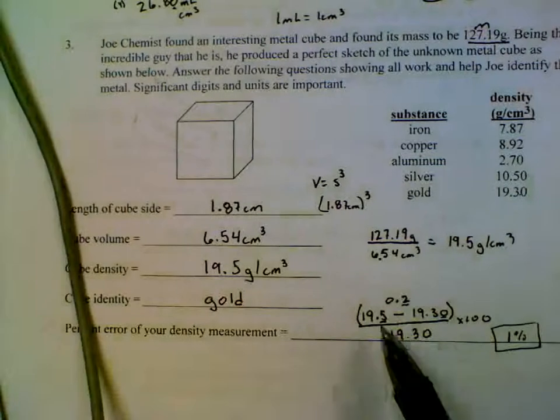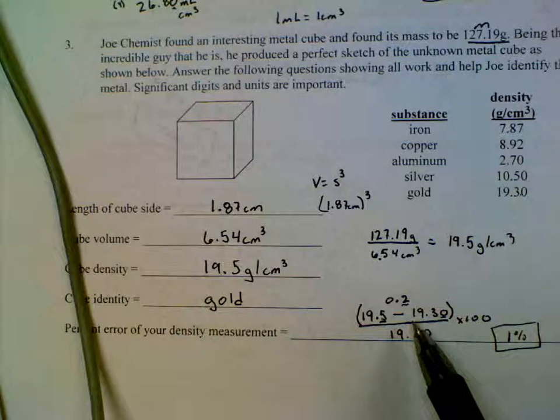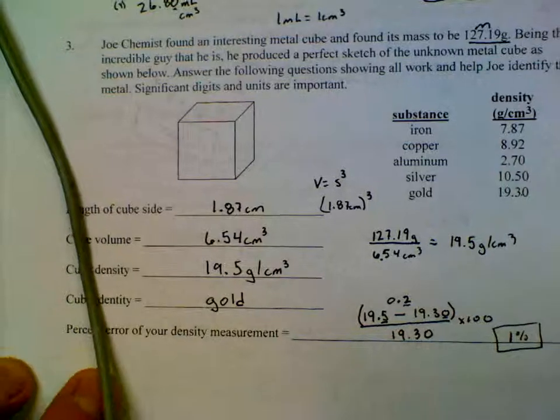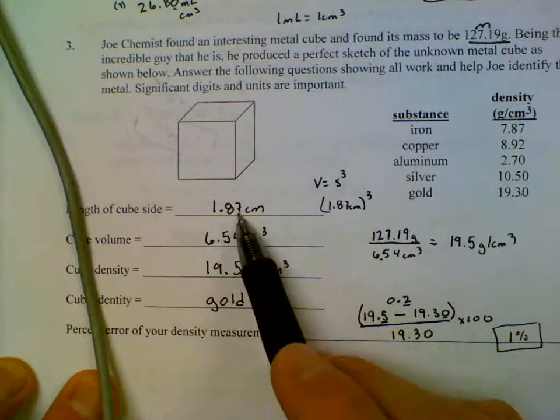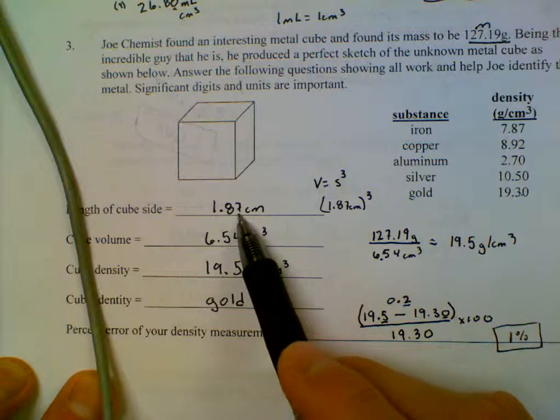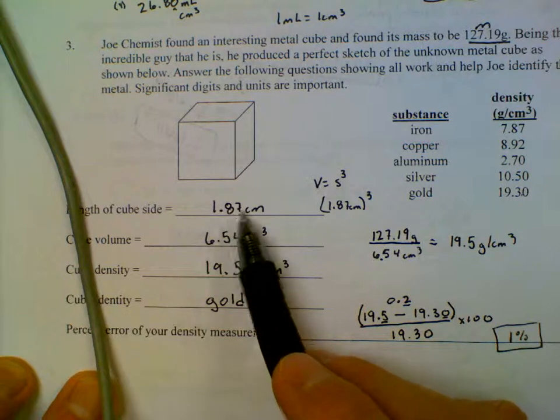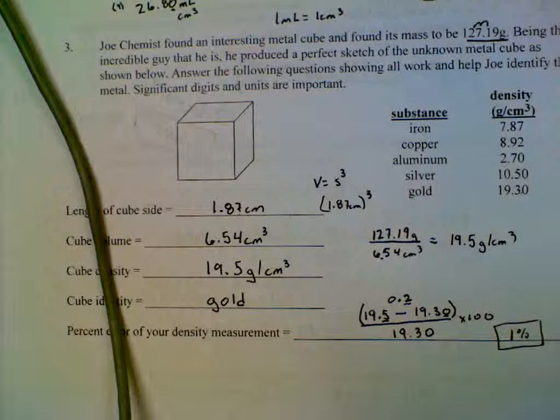Recall that percent errors can be negative or positive. It's okay if they're negative. Recall also that one thing that's important to do is to measure to the hundredths when we're using a centimeter ruler. This will be something that I'm looking for when I grade exams for that problem.